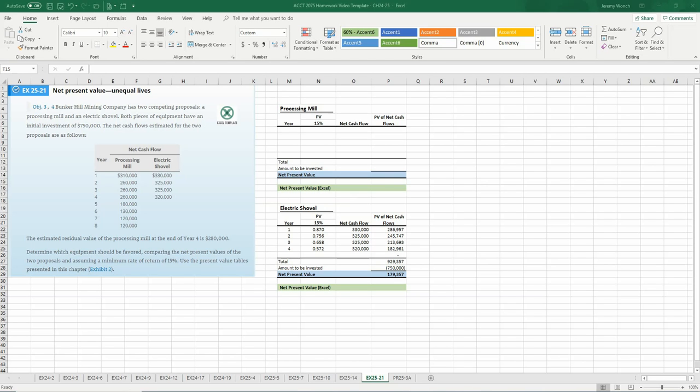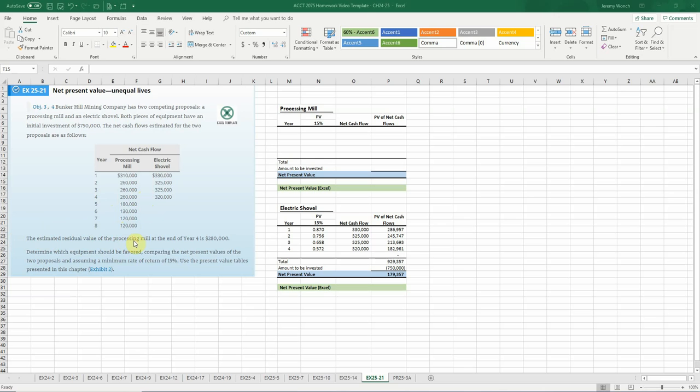In exercise 25-21, we're going to have a net present value of unequal lives. In this one, we have Bunker Hill Mining Company has two different proposals. They can do a processing mill or an electric shovel. Both pieces of equipment cost $750,000, and then it gives us the net cash flows for each project. So different lifespan, different cash flows.